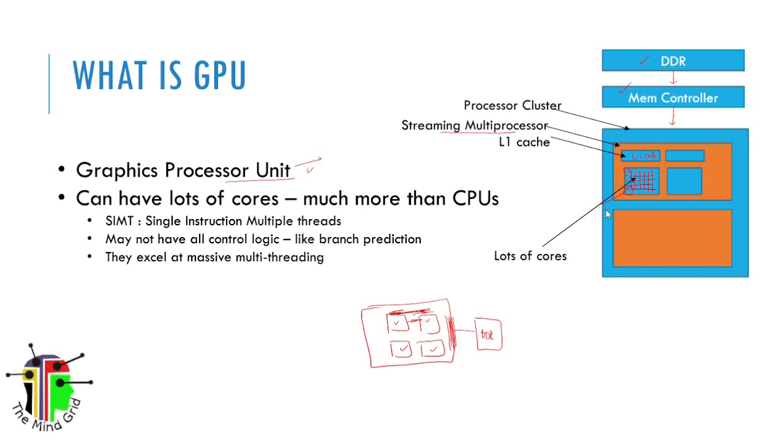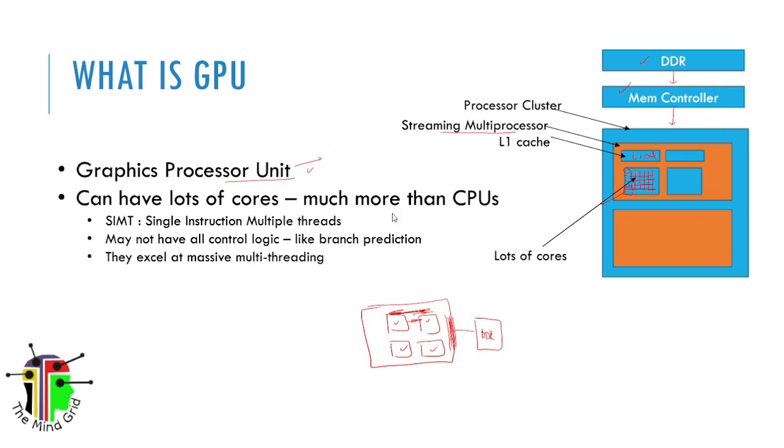The other difference is that each of these cores in this GPU is capable of doing lots of threads, thousands of threads, and that makes these cores a little bit different from a traditional CPU core because they're designed for massive parallel multi-threading.